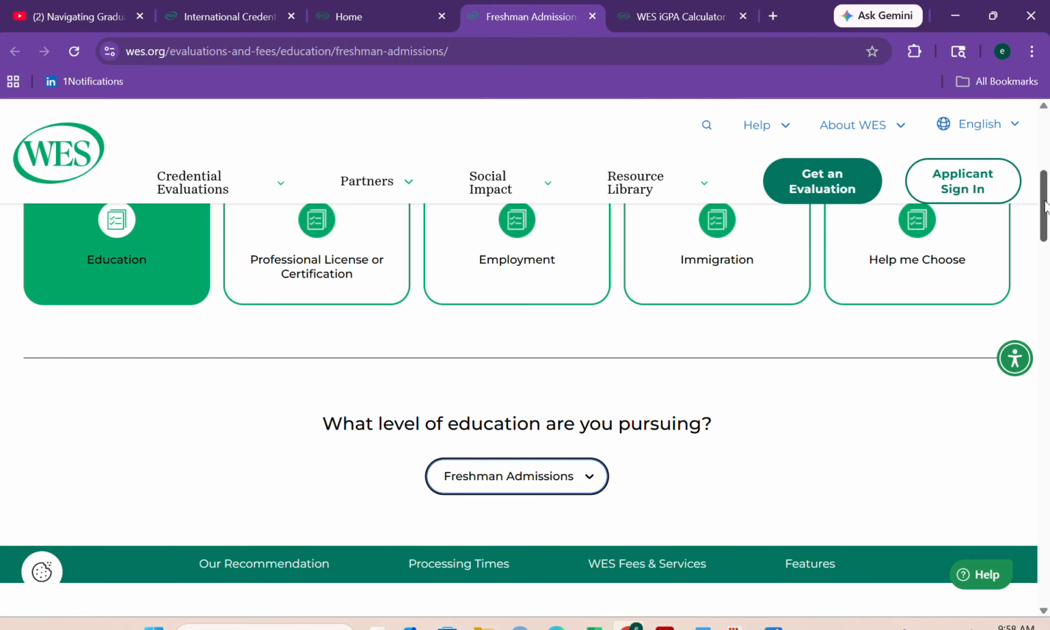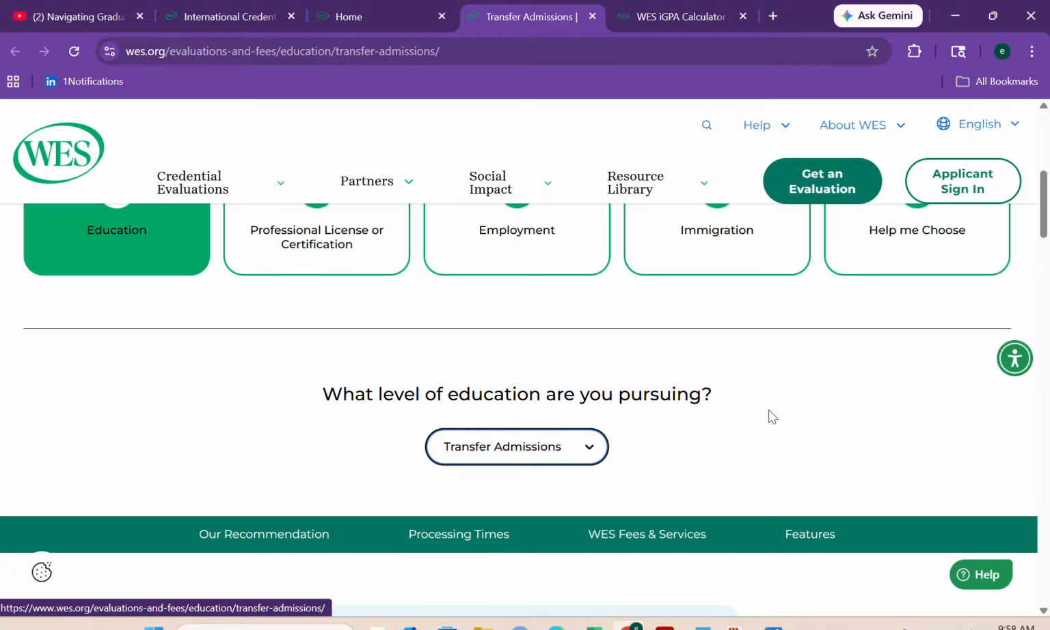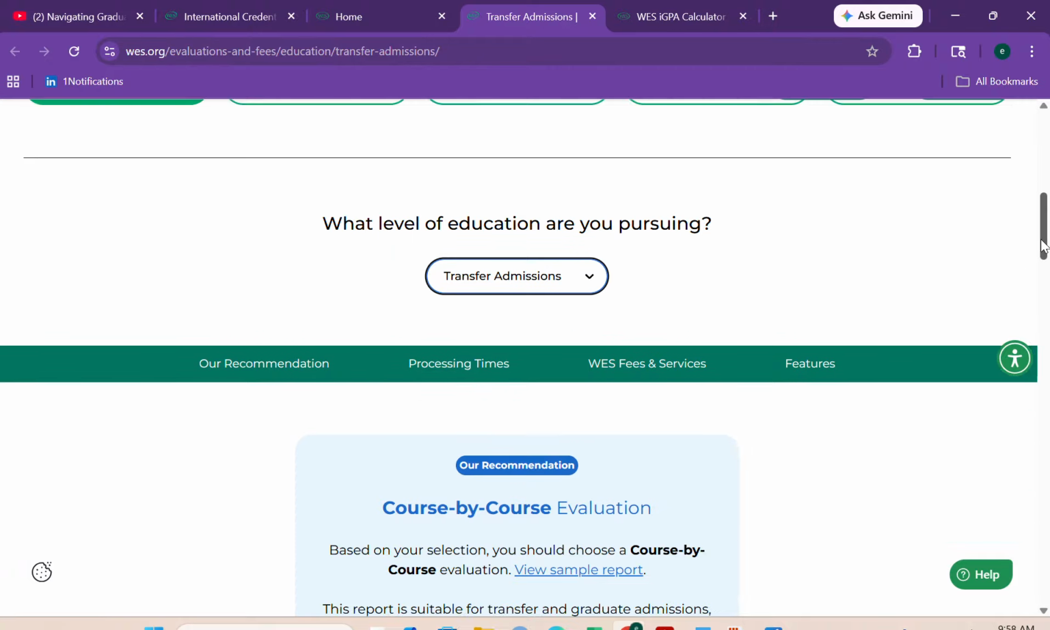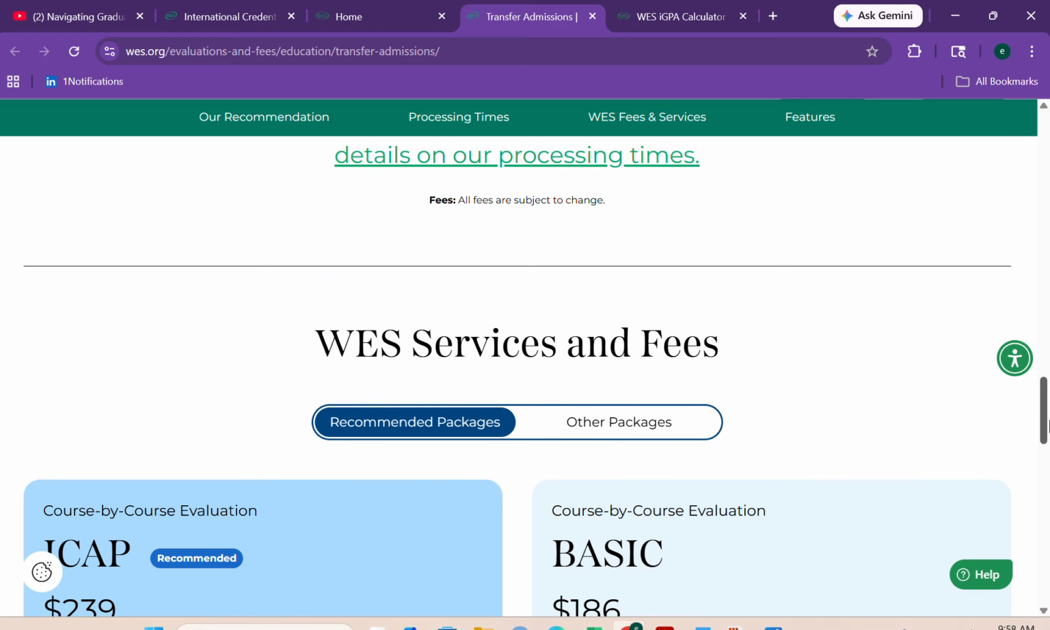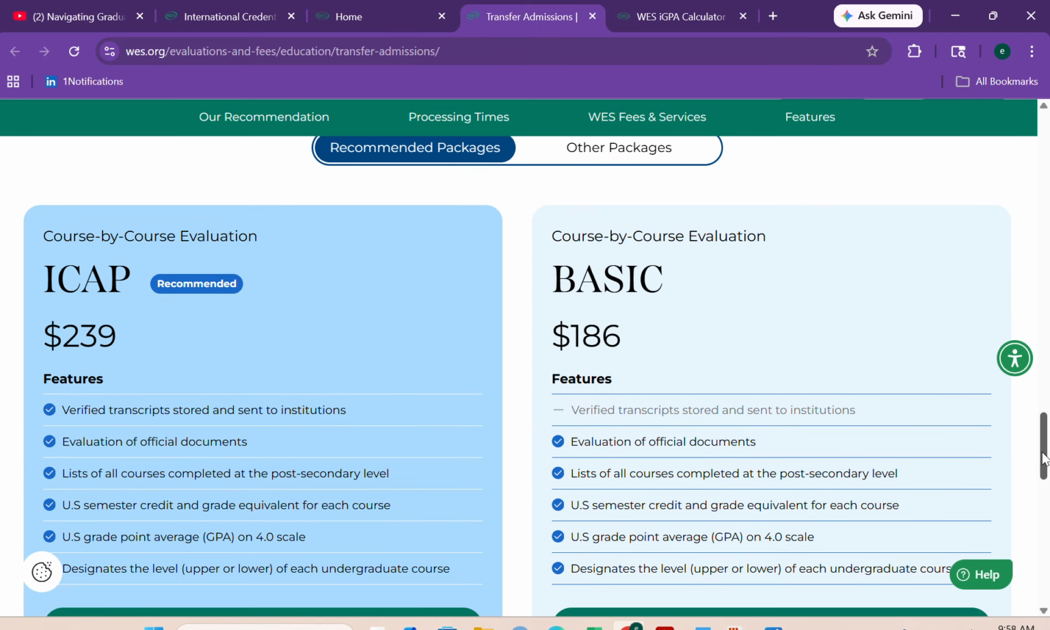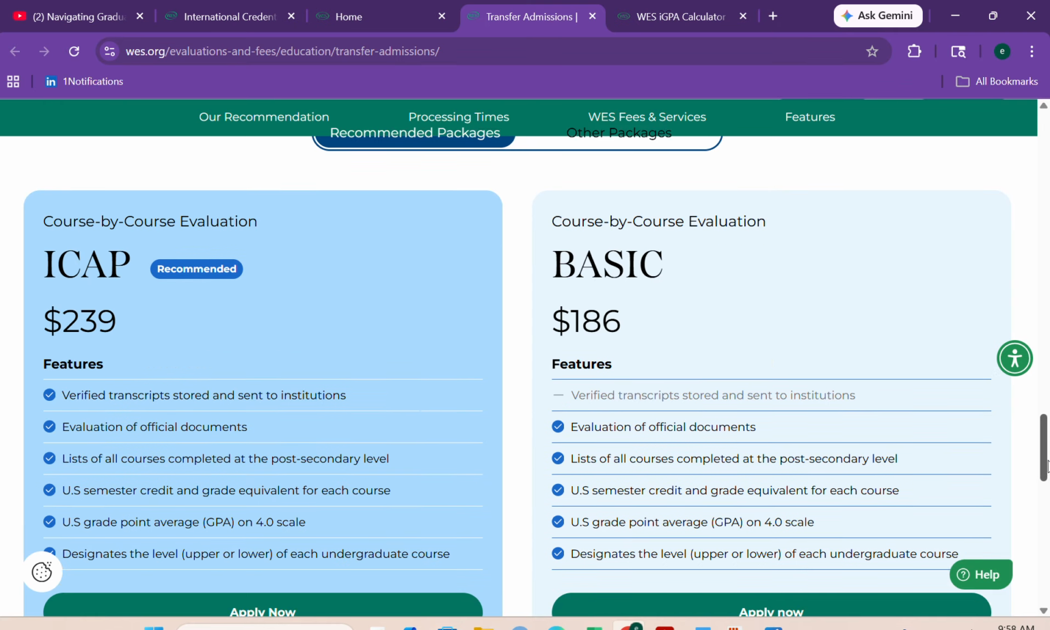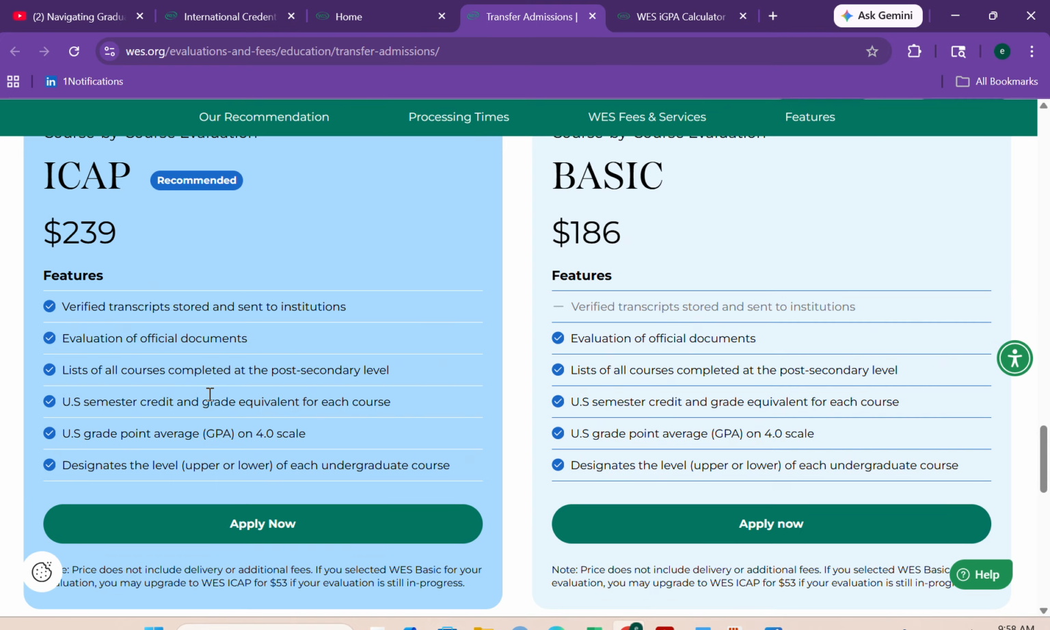Let's say you are applying to study graduate programs, or you are transferring your admission. Let's see the cost involved, and if you are doing your evaluation, you will see it here. So this is what is needed for you: ICAP is $239 US, and for the basic it is 186. They always recommend one for you, that is the ICAP. You could read more over here.